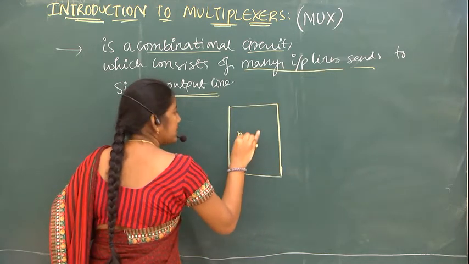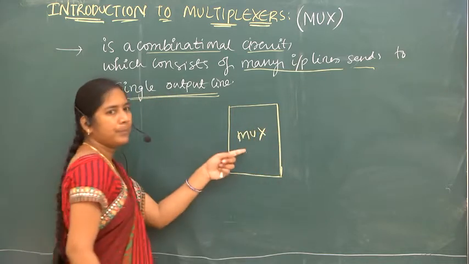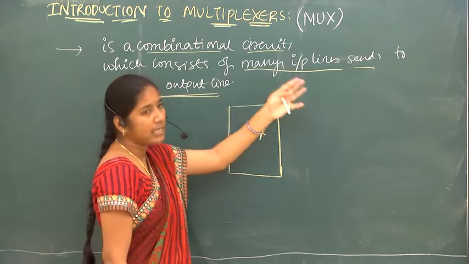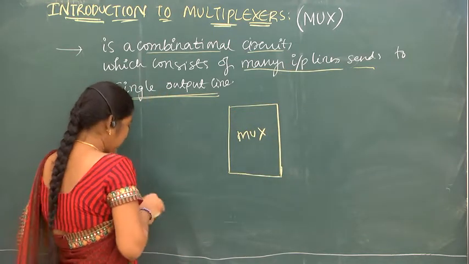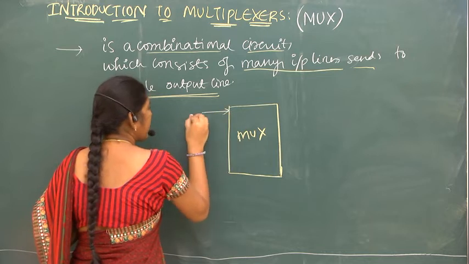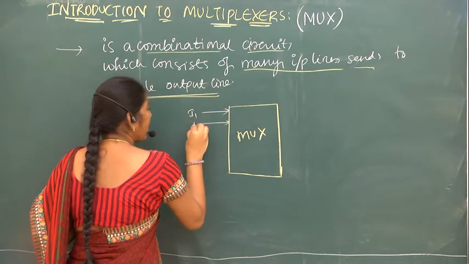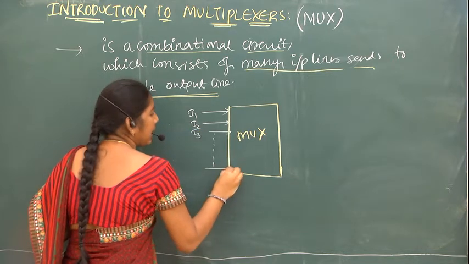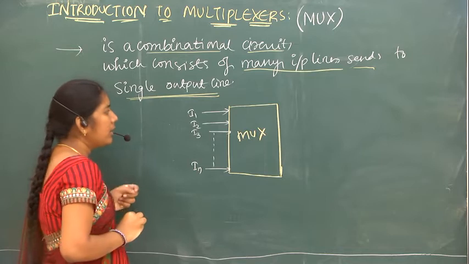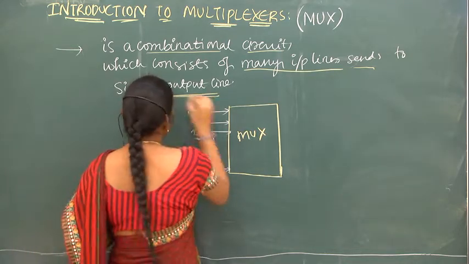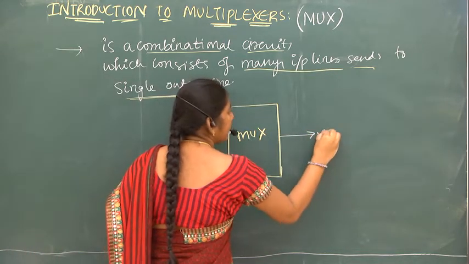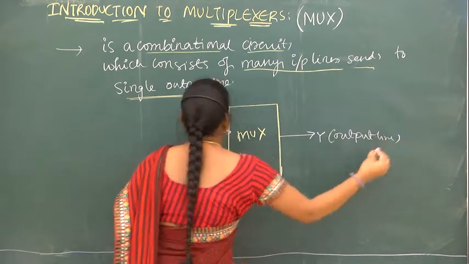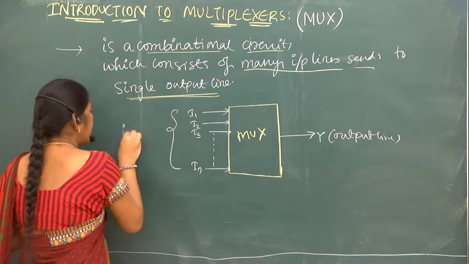This multiplexer I can represent with one block diagram like this. We can call it a block. This block represents MUX. As I already told you, it has many input lines, right? So those input lines I will consider as, let's take I1, I2, I3 till IN. But it has a single output line. Let's take Y as the output line. These are all input lines.